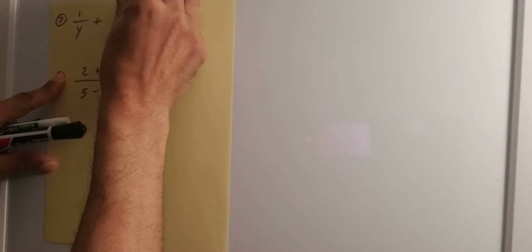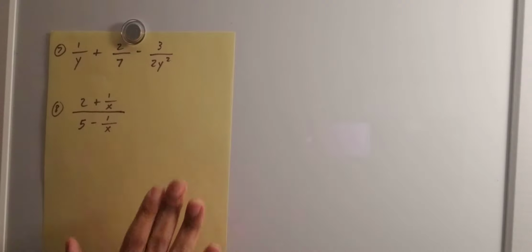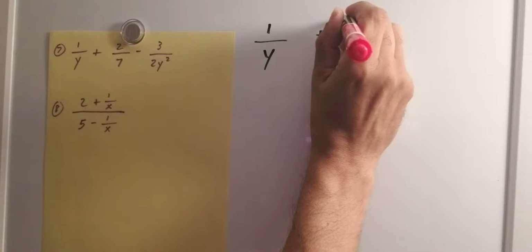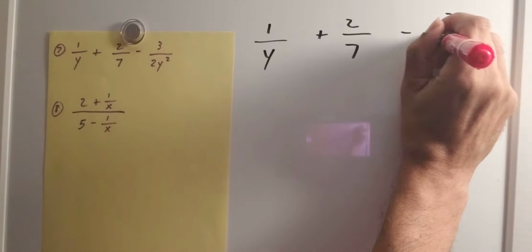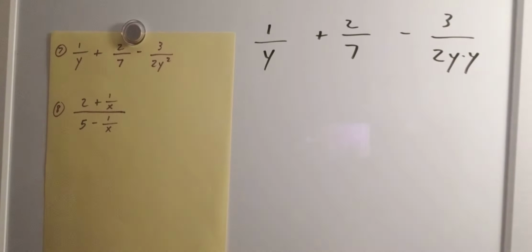Okay, next set. This will have problems 7 and 8. Instructions are simplified. Number 7, addition and subtraction of fractions. 1 over y plus 2 over 7 minus 3 over 2. Y squared is y times y.